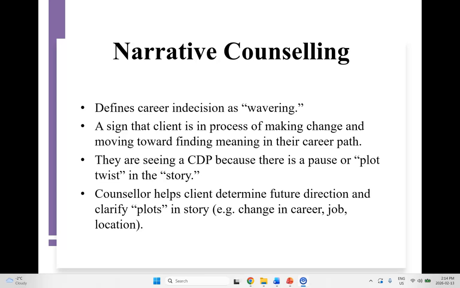And this is something you want to help clients understand, that there are parts of this that are going to be uncomfortable. And most often clients are seeing the CDP, if we're going along with the idea of telling stories, because there's a pause in the story or there's a plot twist in the story. For example, somebody gets hired early in their career. Maybe they work in that job for a few years and are starting to move up the company ladder and getting promotions, and suddenly they get laid off.